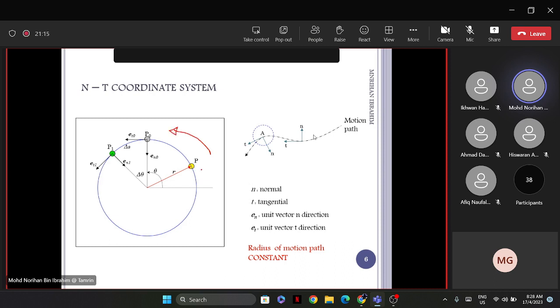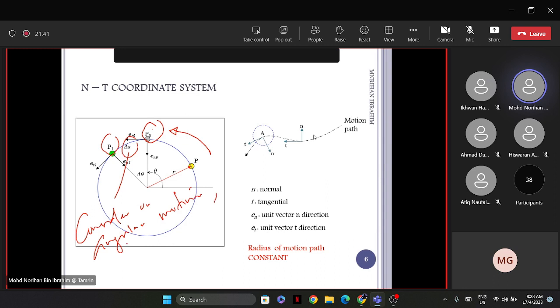counterclockwise rotation, P, and then it's P naught, and then it's P1, and delta S is the displacement. Delta S is the displacement, and when it moves according to a curve or circular path of motion, we need to consider angular motion.